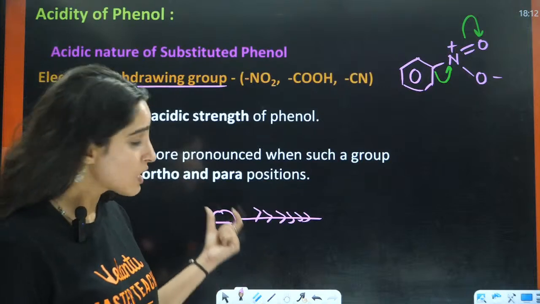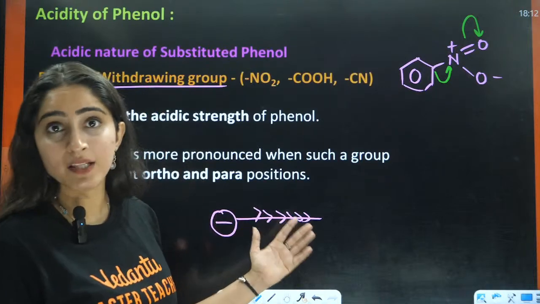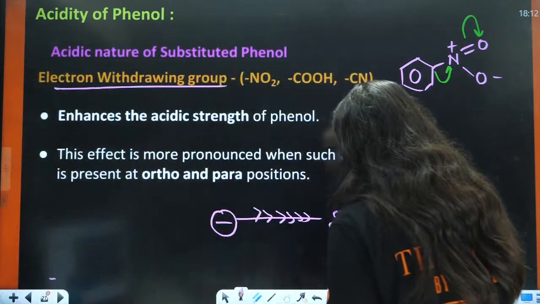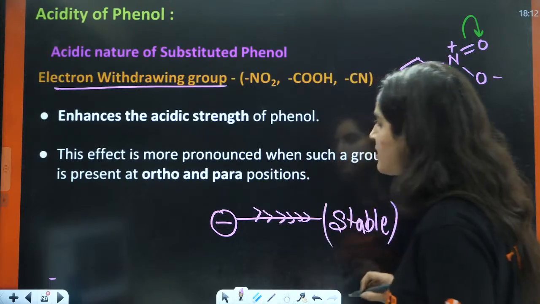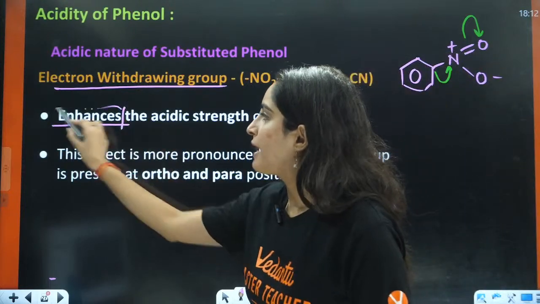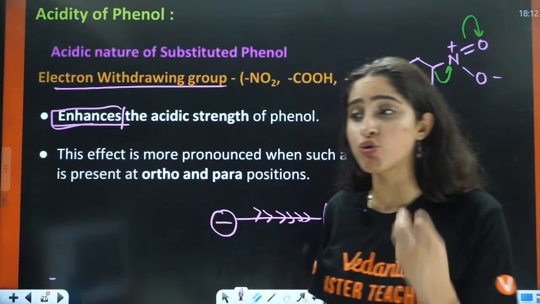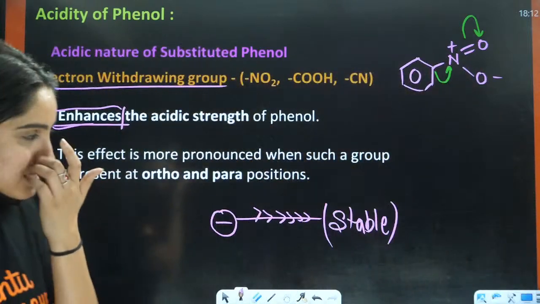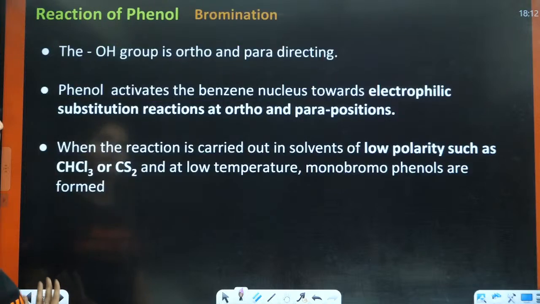Negative means stress. When you take the stress out of someone, they become stable. If your carbanion is becoming stable, that means acidic strength is going to increase here.